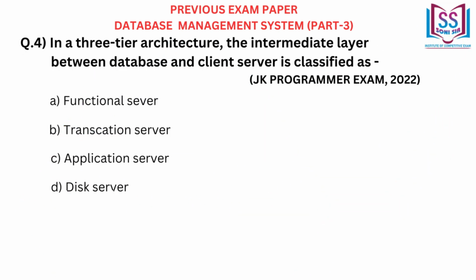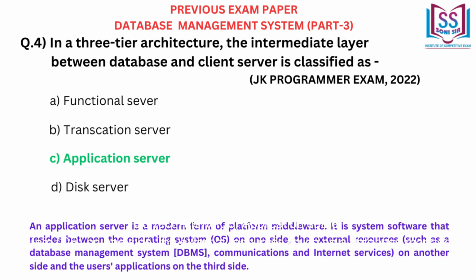In a three-tier architecture, the intermediate layer between database and client server is classified as A. Functional server. B. Transaction server. C. Application server. D. Disk server. Correct answer C, application server.